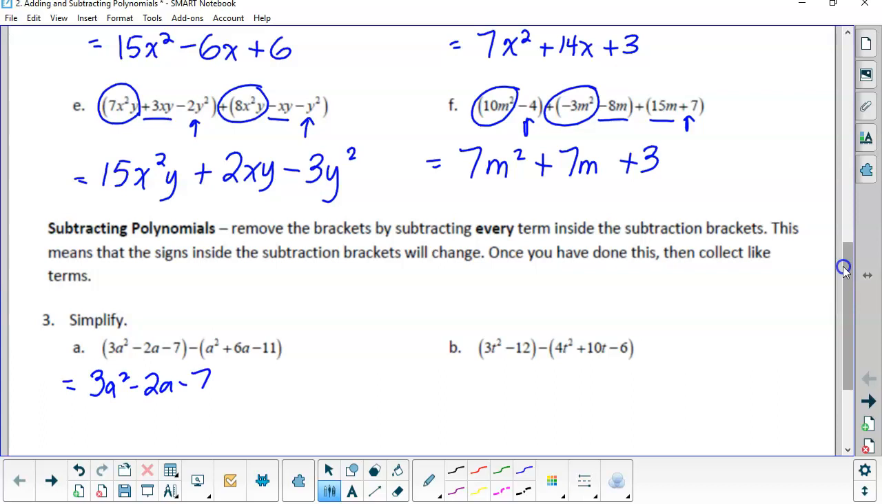Now when I'm subtracting a squared, it's going to be a subtracting. When I'm subtracting 6a, positive 6a, it's going to be subtracting. When I'm subtracting negative 11, it's going to be adding. So you need to be careful of those signs. So if the first term is positive, it doesn't look any different, right? But this does. So be very, very careful.